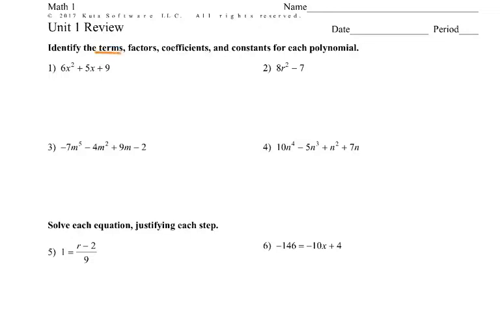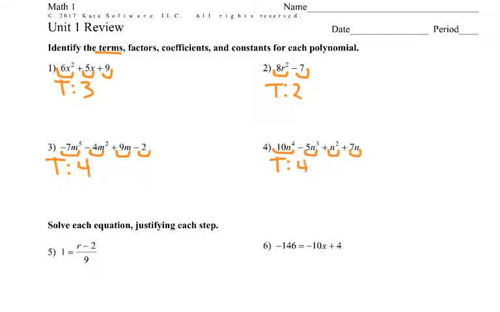So terms, remember, look for pluses, minuses, equals, and terms are usually in between those. So we have one term, 2, 3 terms here. For number 2, there's 2 terms. For number 3, 1, 2, 3, and 4, so 4 terms. Number 4, 1, 2, 3, and 4 as well.